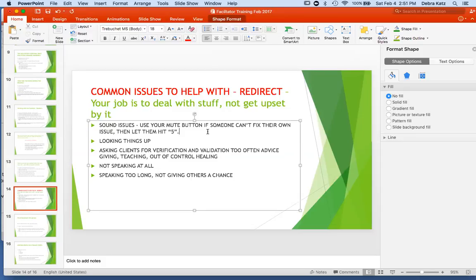Or let's say they can't mute themselves for whatever reason from their phone. You mute them, and then you would just say, you know what, there's still this distraction here, so I'm going to mute you, but when you want to speak up, just hit 5 and I'll unmute you. So you're going to have control over a mute button, and you can do that to people, and that's going to be important.